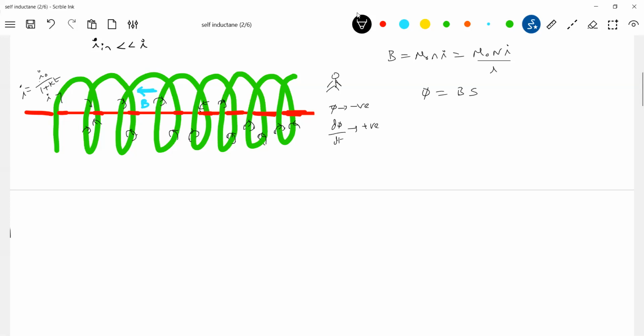Flux equal to B into S, that is N B S. S is the area of cross section, N B pi a square. So now EMF induced will be negative. So induced current should be negative. So what should be the direction of induced current now? Actual current is flowing like this. This is the direction of actual current.